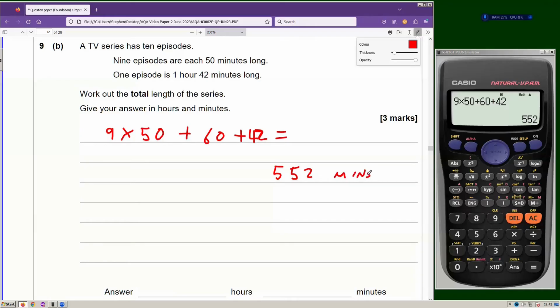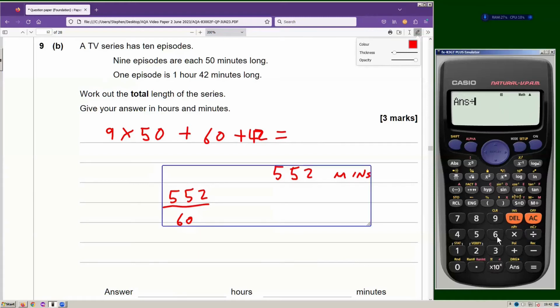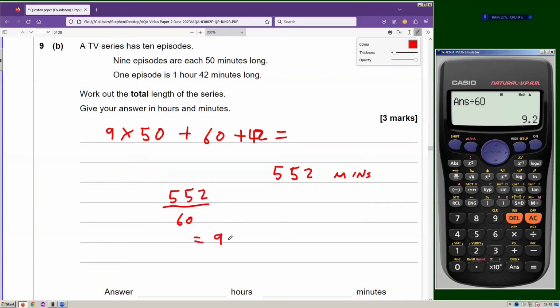And then we've got to give your answer in hours and minutes. So 552 divided by 60 is going to give our hours. So I can use my calculator again. I can go divide 60. Equals 9.2. Does that look about right? Yes. So that equals 9.2 hours.